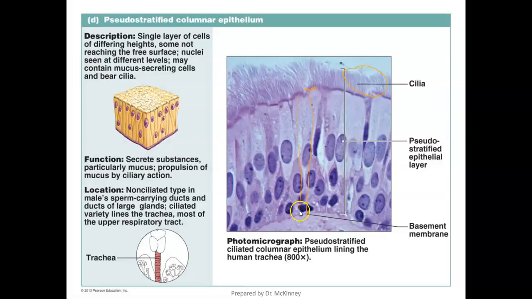Locations of pseudostratified, you do have non-ciliated versus ciliated versions. Non-ciliated would be in the ducts of the male reproductive tract, so like the vas deferens and the epididymis and things like that. And then the ciliated versions would be in the upper respiratory tract, so like the trachea. And before you get to the bronchi of the lungs, we would see ciliated pseudostratified epithelium. And the function would be secretion.